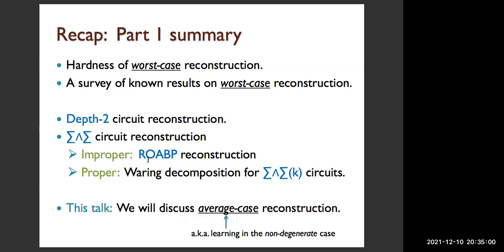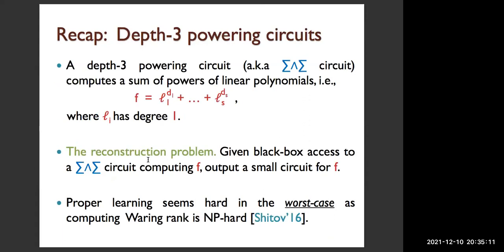All right, so today we're going to focus on average case reconstruction, which is also known in the community as learning in the non-degenerate case. Right, so let's begin from where we left off. We were discussing proper learning of depth 3 powering circuits, and recall a depth 3 powering circuit computes a sum of powers of affine forms, or degree 1 polynomials. And we want to output some small circuit computing the same f.